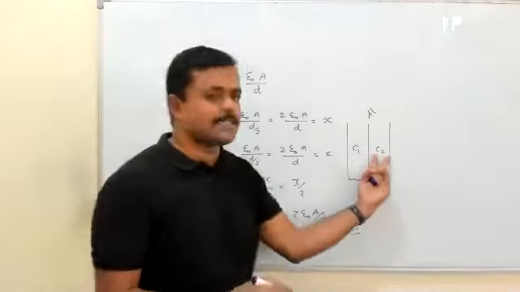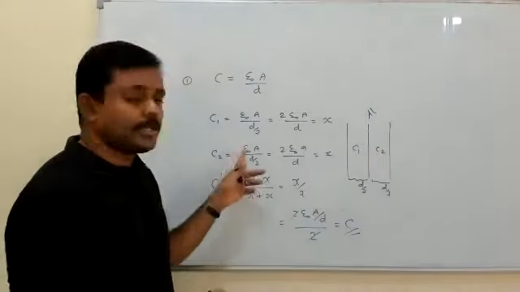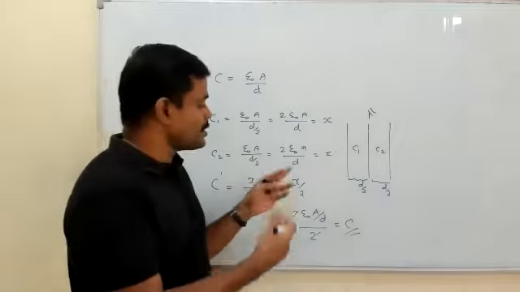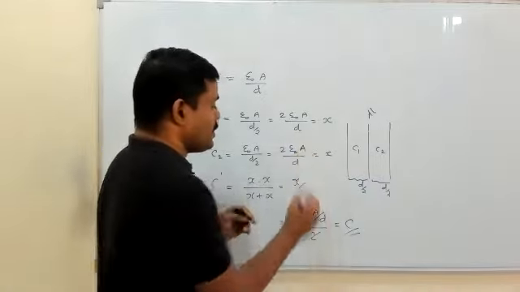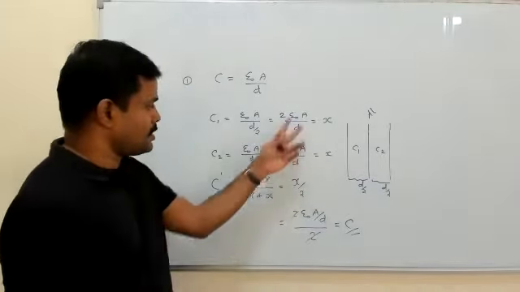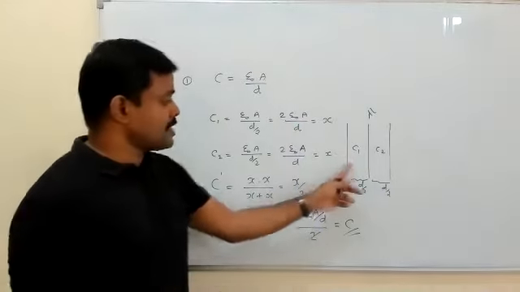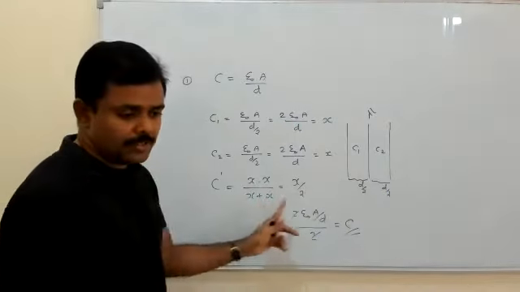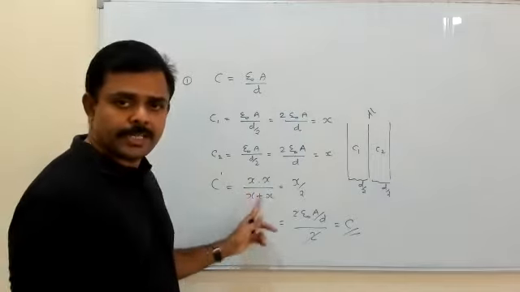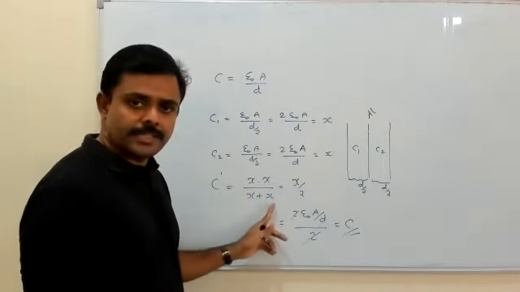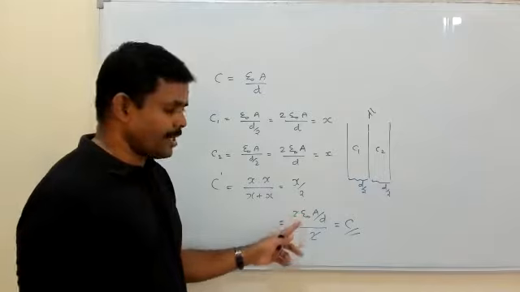Then the second capacitance is identical to that of the first one. So epsilon 0 A by D by 2 again. That makes it 2 epsilon 0 A by D, right? That is equal to X again, right? Same thing. So effective, these are in series combination. C1 C2 by C1 plus C2, X into X by X plus X. That is X square by 2X. One X is cancelled. You get X by 2.